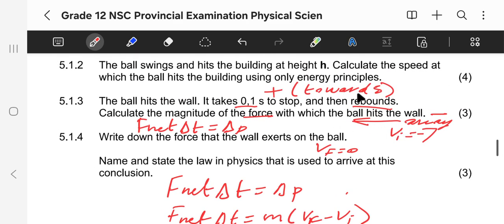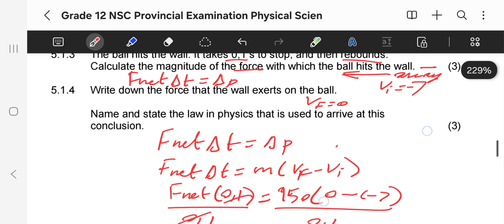Remember, towards the wall is positive, away from the wall is negative. So when it rebounds from the wall, it does so in the opposite direction, and that final velocity becomes the initial velocity for the ball to rebound from the wall. Hence, I'm using that 7 for the initial velocity, and the ball will obviously come to a stop. Thus, the final velocity will be 0.